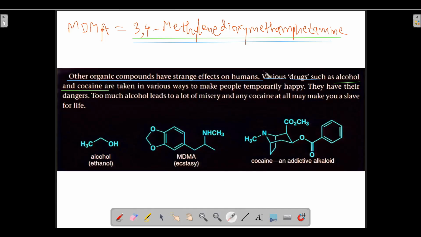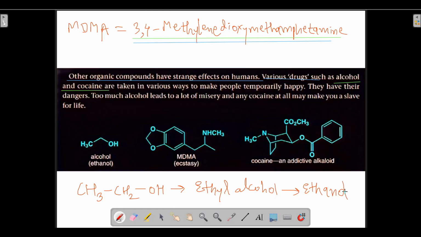Now, various drugs such as alcohol and cocaine. Alcohol's formula is this. It is ethanol, CH3CH2OH. Let me write it with red color because it is not visible. So CH3CH2OH. This is ethyl alcohol, which is also called ethanol, and this is the alcohol which we consume.